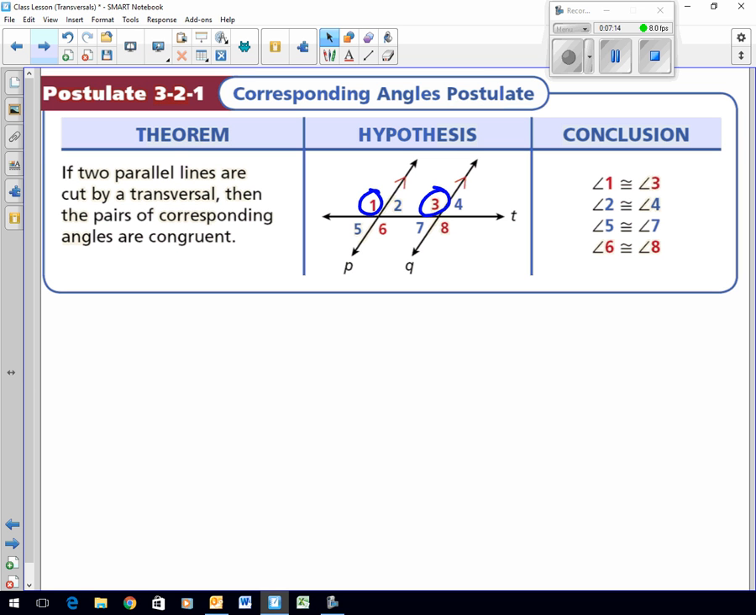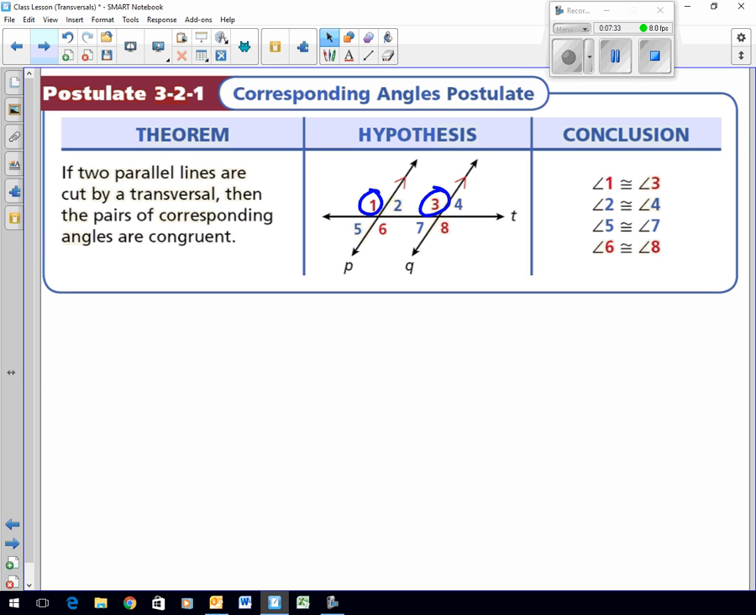So think about this to yourself. Answer this on your own silently to begin with. What angle would correspond with angle 8? Think about it. Myrick, what you get? Angle 6. Yeah, 6. Bottom right, bottom right. That's all you got to do.